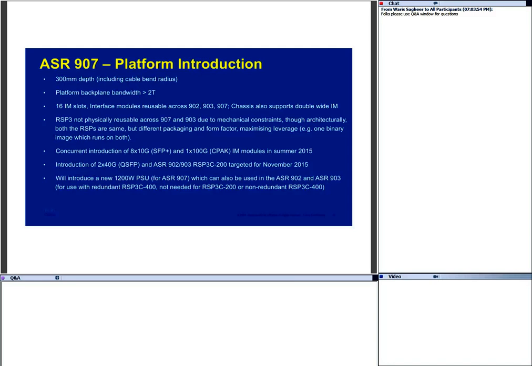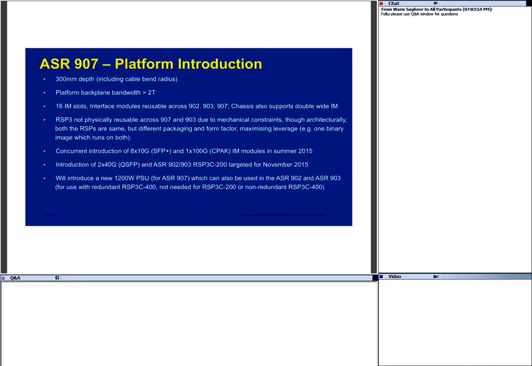And 100 gig is actually a CPAK-based IM. Also, at the end of this month, we are introducing a 2-port 40 gig, right? Some customers find it a big leap going from a 10 gig to a 100 gig based network, so they would have to look at something intermediate. So we are introducing 40 gig as well to help customers migrate smoothly, taking it step by step when they're migrating from 10 gig to 100 gig.